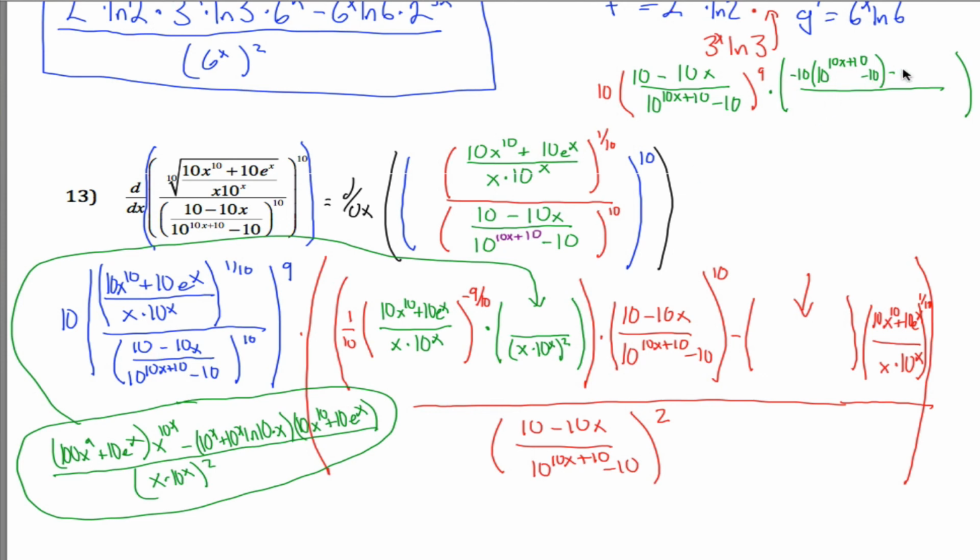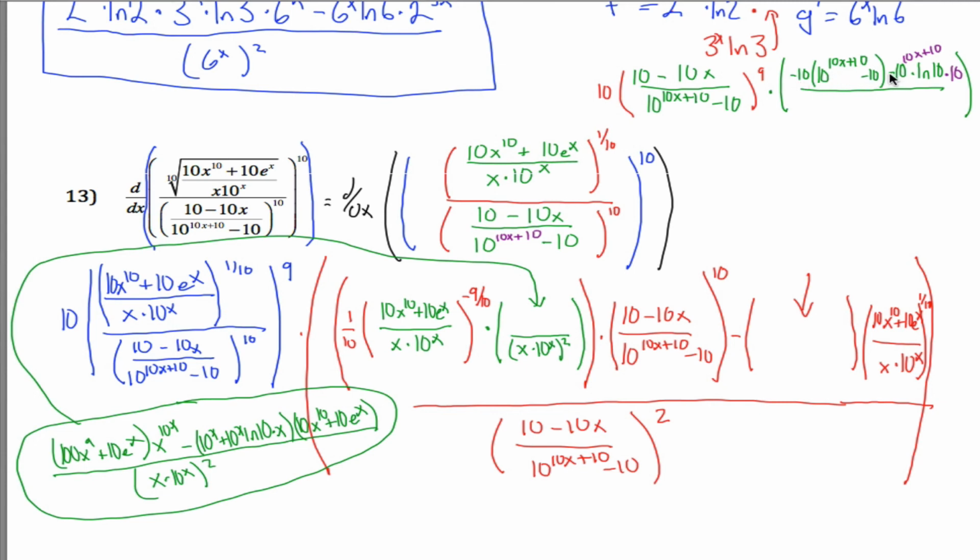If it were just 10 to the x, my derivative would be 10 to the x times the natural log of 10. But it's not 10 to the x, it's 10 raised up to some weird power. That power in this case is 10x plus 10. So I get 10 to the 10x plus 10 times the natural log of 10 times the derivative of 10x plus 10, which is itself 10. Keeping all that straight? Probably not.